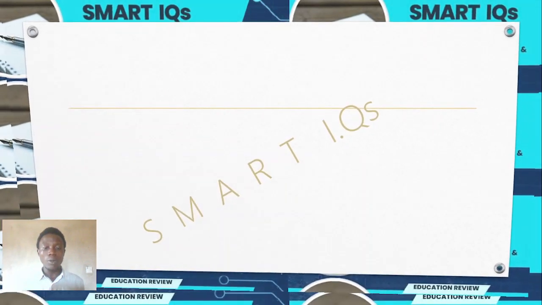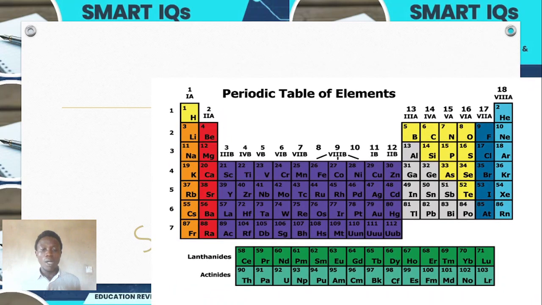Good. Let's move straight to a pictorial format of the periodic table of elements. So we have our periodic table in front of us, and I've stated so much that the periodic table is an arrangement of elements based on their atomic numbers, based on their electronic configuration, and based on their properties. Are we together? Good. So let's pick our pen and let's try to have some little understanding.